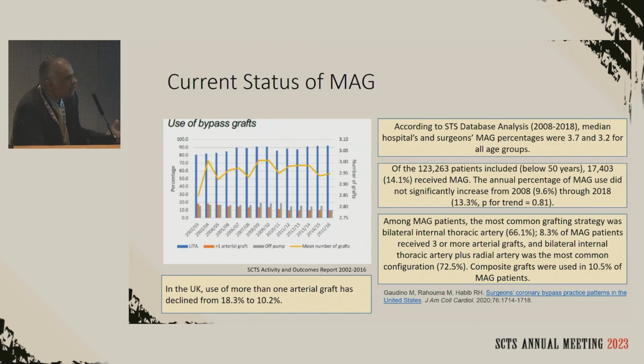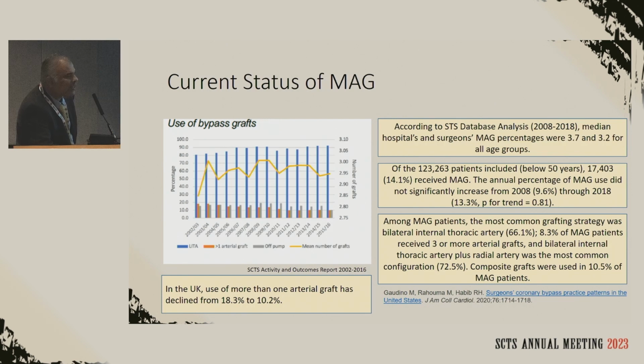Here we are. This is the current status of multiple arterial grafting. In 2016, in the United Kingdom, only 10% of patients were getting 2 arterial grafts. And the situation is no different across the other side of the Atlantic. Godino and his colleagues have done a big analysis of the STS database, and they looked at patients who were 50 years or younger, and these are super fit patients. Generally, if you're young, you're expected to be fit and more likely to receive multiple arterial grafts. But interestingly, in this group, only 14% of patients received multiple arterial grafting.